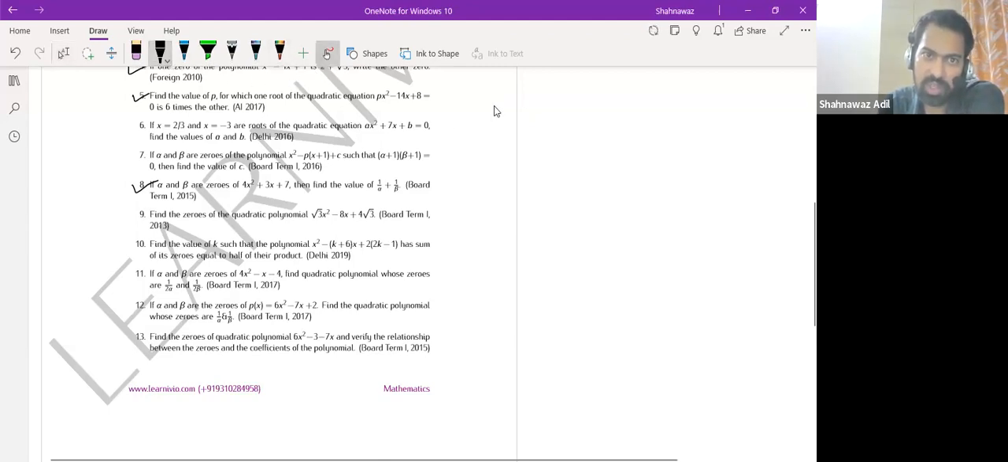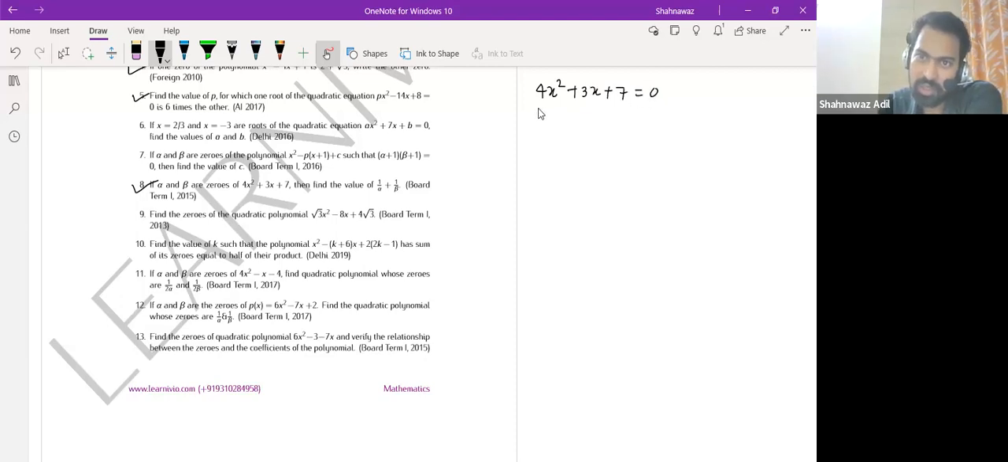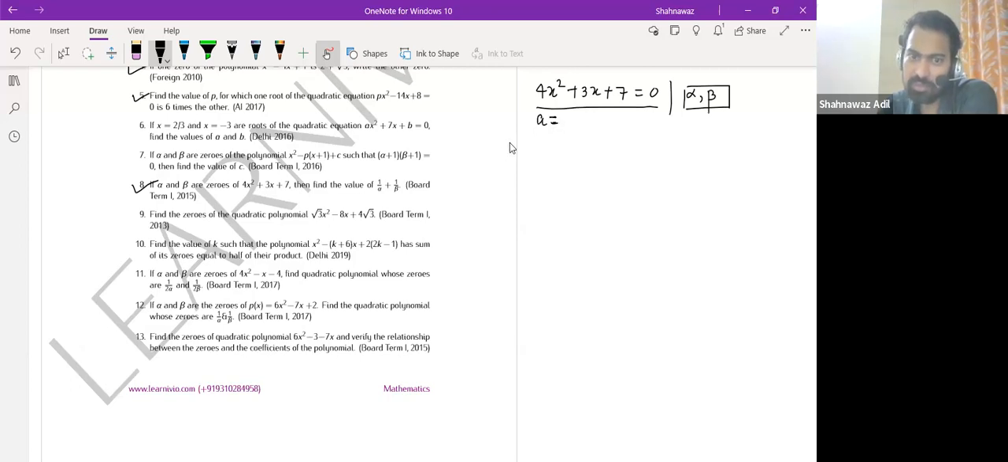I have this quadratic equation which is 4x squared plus 3x plus 7 equals 0. And the roots of this equation are alpha and beta. So what is A, Hami, for this equation? Yes, Hami, what is A? What is A for this equation? 4. 4, right. And what is B? Sorry, 3. Right. And what is C? 7. 7, right?